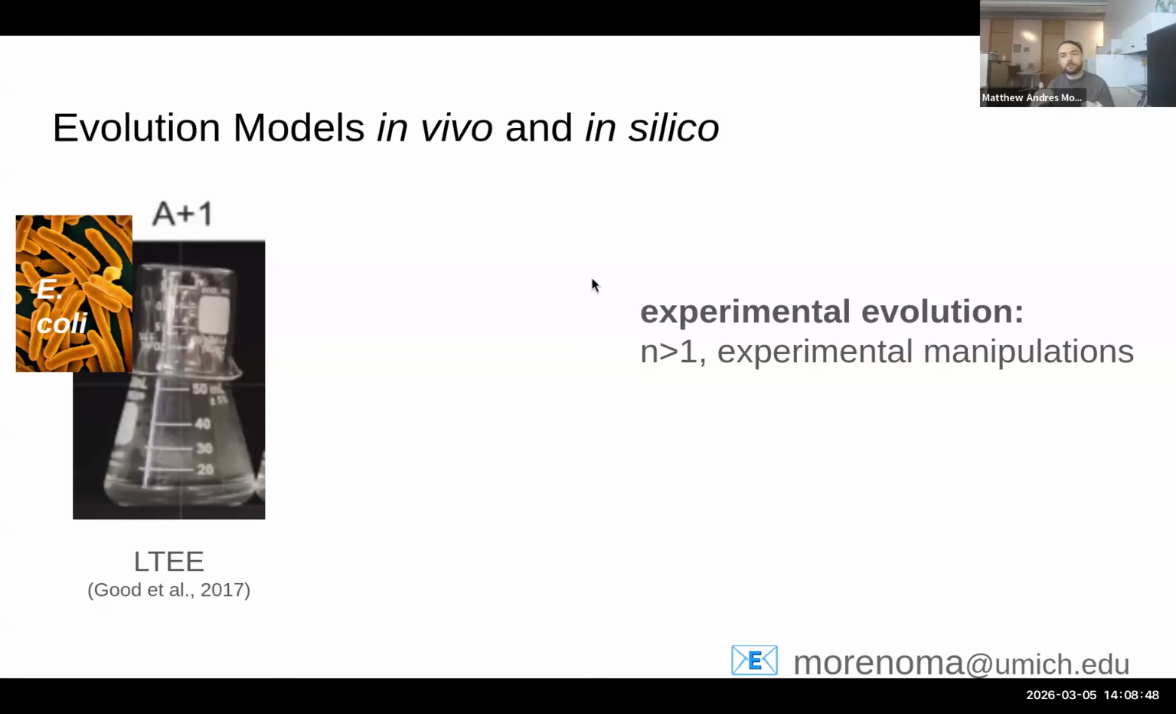If you multiply out the generation rate by the population size, it turns out that the number of generations, or sorry, the total number of replications that occur in a single-processor simulation is about comparable to the total number of replications that occur in one flask of the Lenski long-term evolution experiment. And there's a lot of really good science and really interesting questions that we can go after working in simulations or in model systems at the scale of an individual flask.